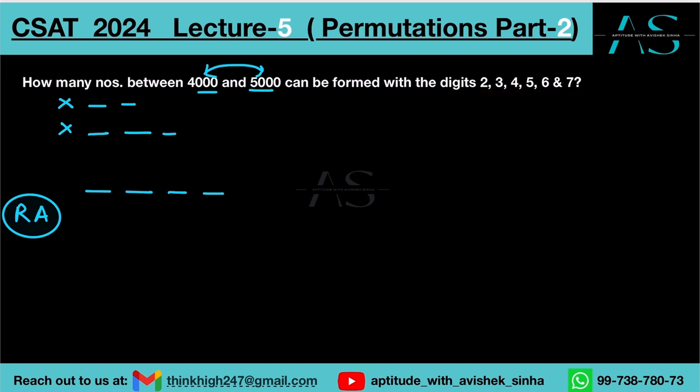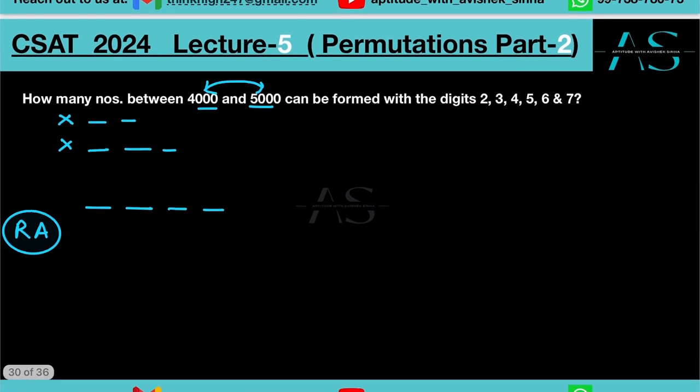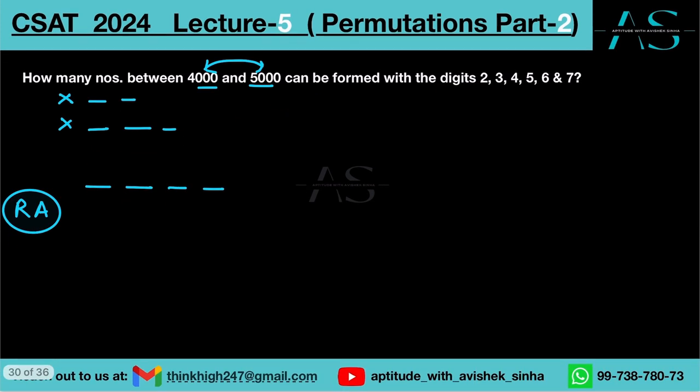Now tell me, can we have a number starting with 2? No, because that would lead to a number which is not in this range. Can we start our number with 3? No. Can we start our number with 4? Yes. Can we start with 5? Obviously no, going beyond. 6 going beyond. 7 going beyond. So necessarily our number is starting with 4. So we know for a fact 4 is 100% placed here. This can be done in 1 way.